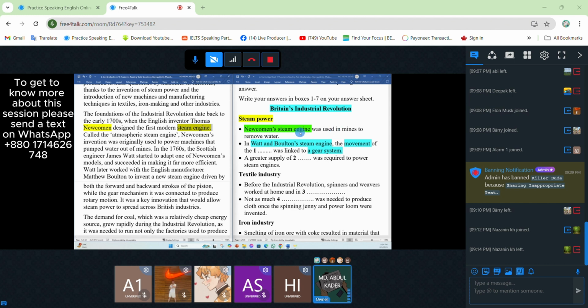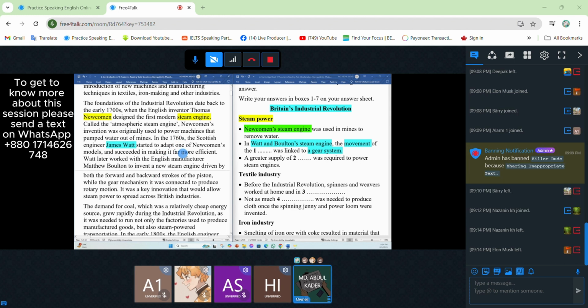So the second time, we are going to find the word Watt and Boulton's steam engine. Where is the Watt and Boulton's steam engine? Let's do it together. So here we've got the name James Watt. Yes, Matthew Boulton. We've got another person named Matthew Boulton. So we've got two persons' names here.